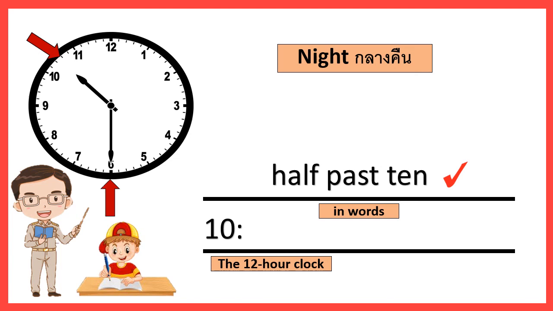What about the long hand? Since the long hand is pointing on number 6, we are going to write 30. That means 30 minutes. Alright, next, are we going to write AM or PM? Take note, the time is set at night. So the answer is PM. Very good.